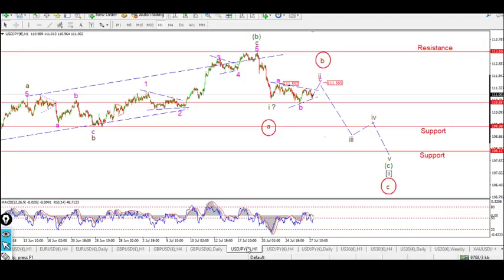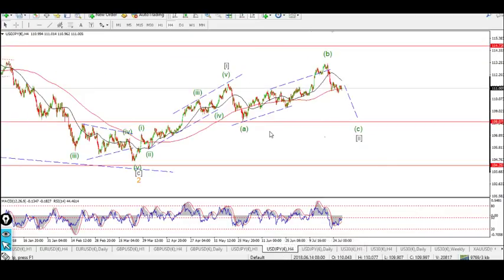Okay, here's dollar yen now, and we moved to this alternate count, which is still long-term bullish, but we've got a short-term kind of correction to complete here.